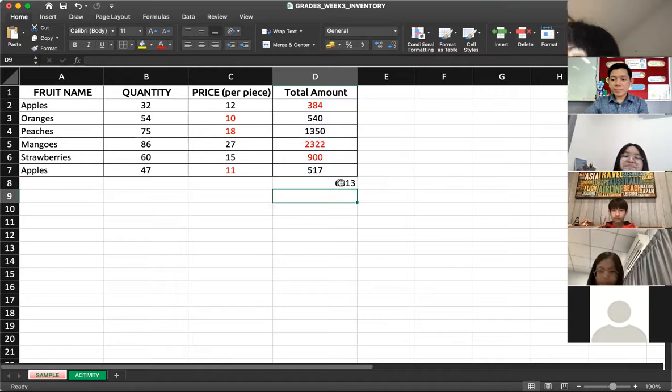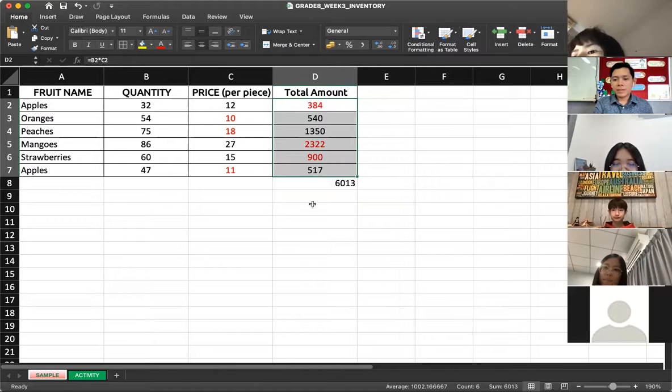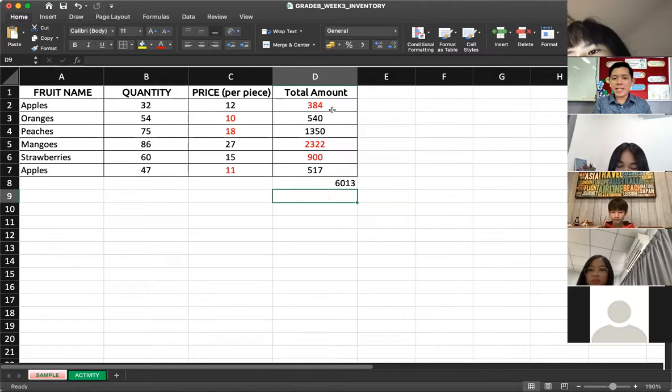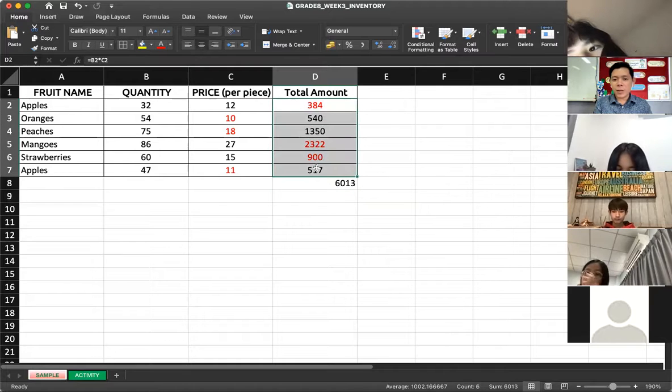Understand? Okay, how about if you want to get the average amount? What is average again? Average is, for example, number plus number divided by how many numbers there are. So that is average. I'm not sure, I forgot the name in Thai. So for example, if you want to get the average of these amounts, what will you do?